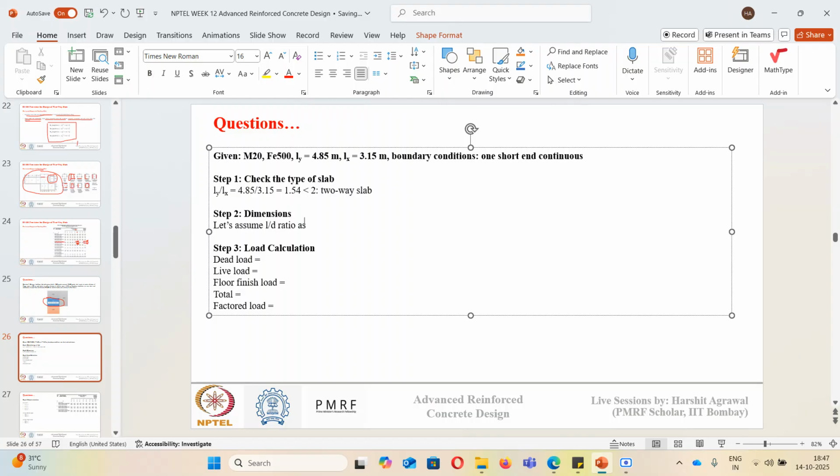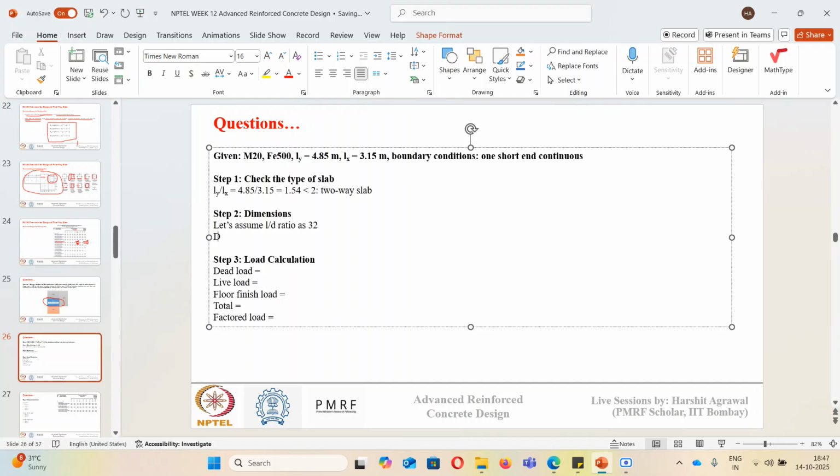Now the first step of design is to assume an L by D ratio. So I will assume the L by D ratio as 32. So my effective depth d will be equal to Lx by 32. So it will be 3.15 divided by 32. That is 3.15 meters, so I need to multiply by 1000 and divide by 32, which gives me a value of 98.4 mm.